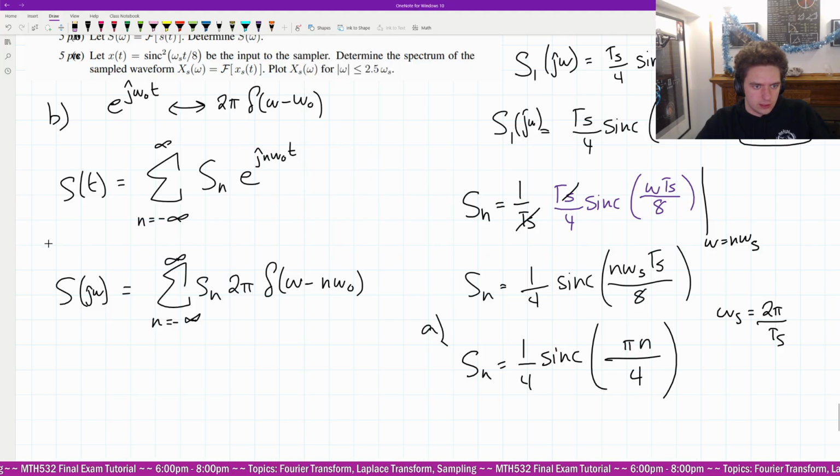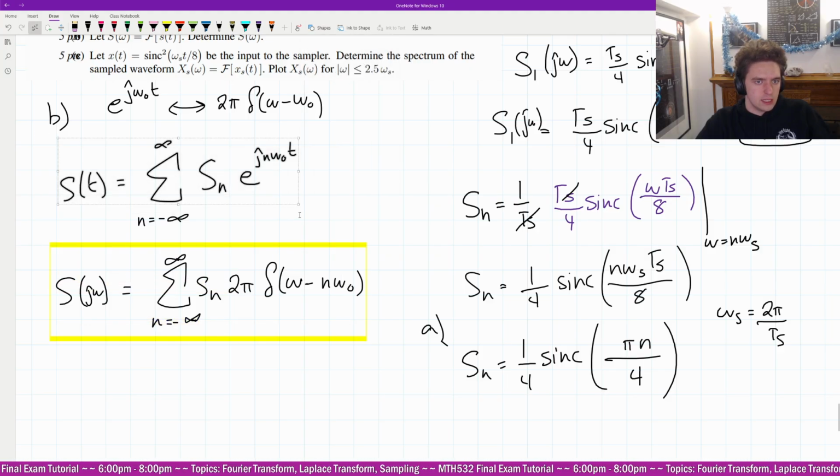So you just start with the Fourier series, and you just do the Fourier transform of it. The thing is that this will turn into that. It will turn into 2 pi times this.